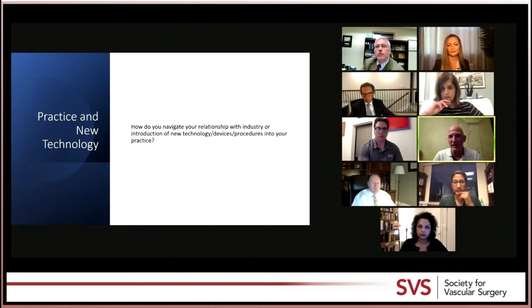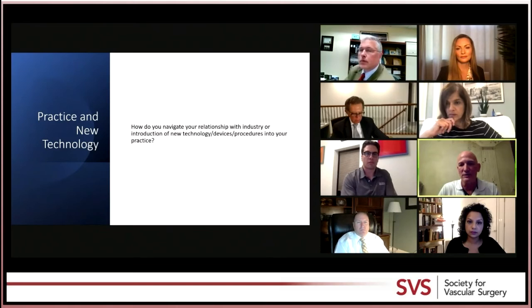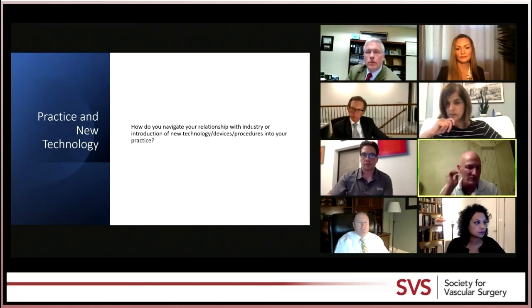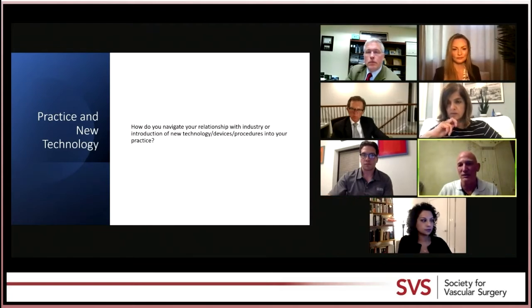We have what's called an SVAT, or a surgical value analysis team. And if you want to bring a new technology in, you present it to a group of surgeons within the facility who assess the technology to determine whether it's viable or provides value. And that includes an assessment of cost as well as an assessment of outcomes.